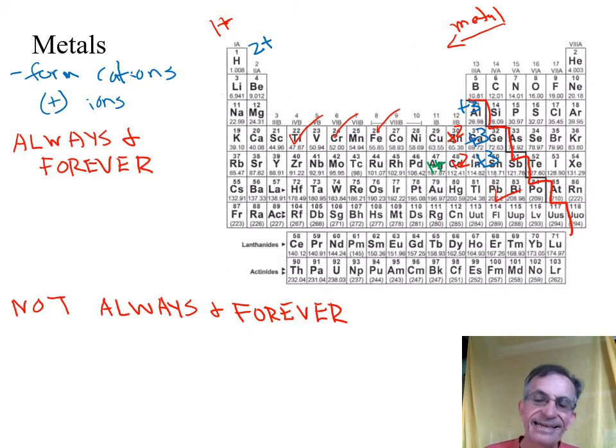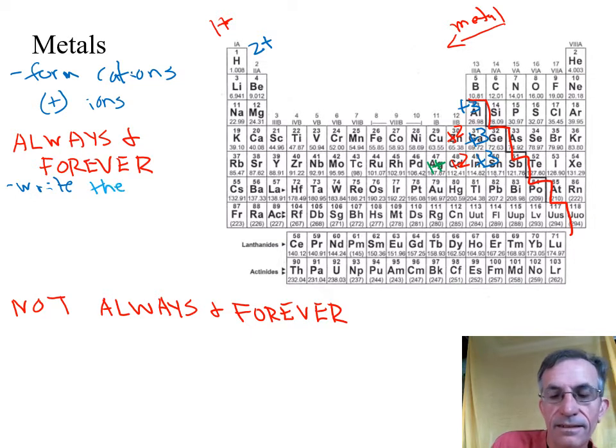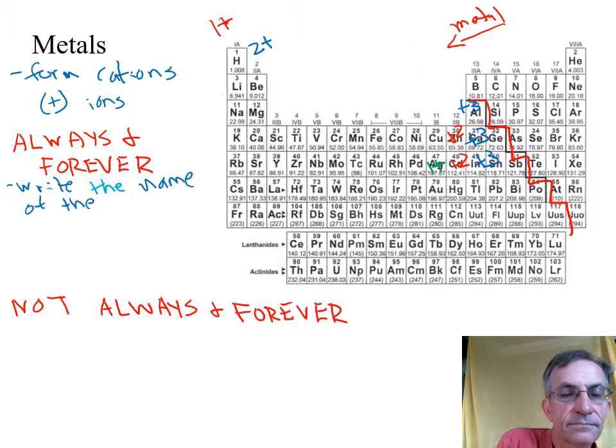So with that in mind, how do we name these things? Well, if you're an always and forever element, one of the ones I just highlighted, the way that we name you is we just write the name of the metal plus the word ion. Plus the word ion.